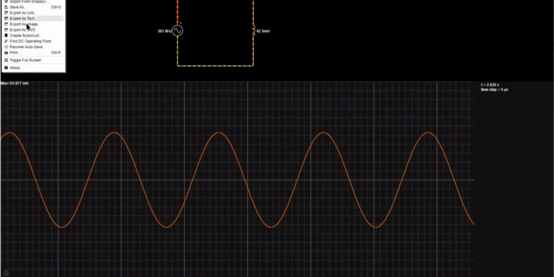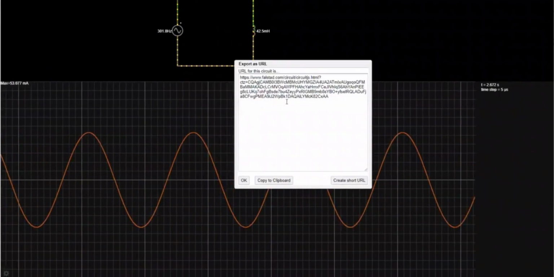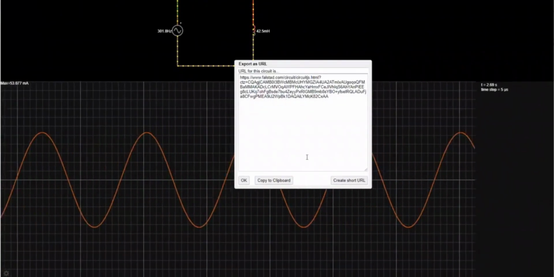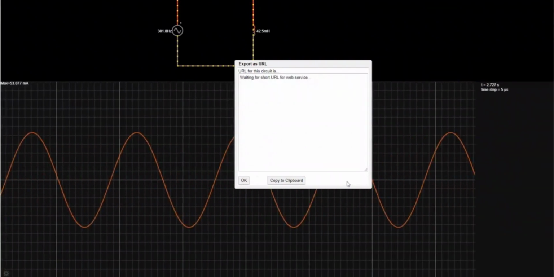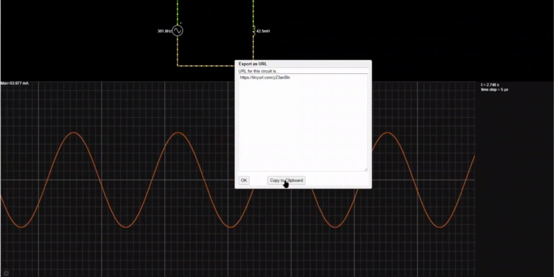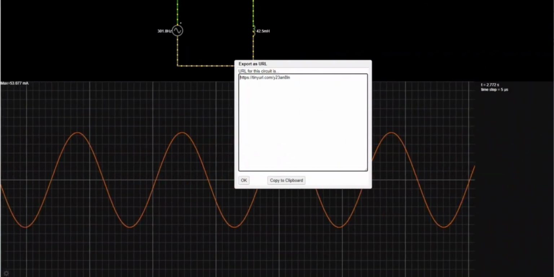File, export as link. I don't want you to paste that gigantic URL. I don't want to deal with that. So just create a short URL by choosing Create Short URL. And then copy to the clipboard. And then go ahead and paste in the chat box.